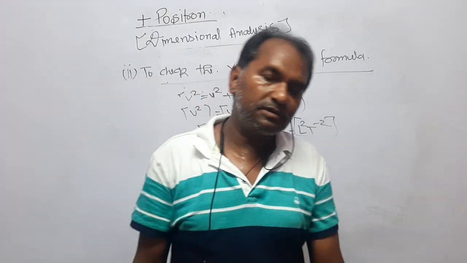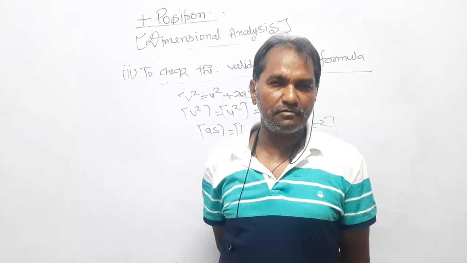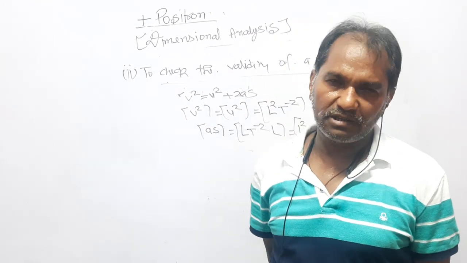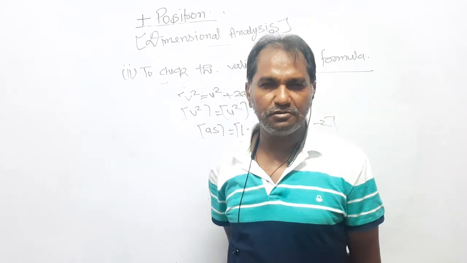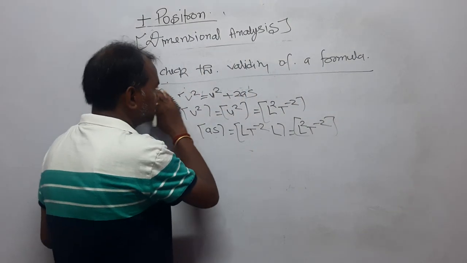It means all the three equations of motion are dimensionally correct. First one is v is equal to u plus at. Second one is s equal to ut plus half at square, and third is v square equal to u square plus 2as. All are dimensionally correct, so they are the correct formulas.